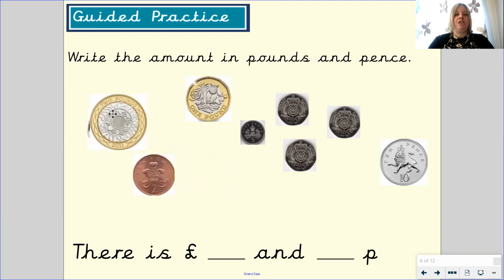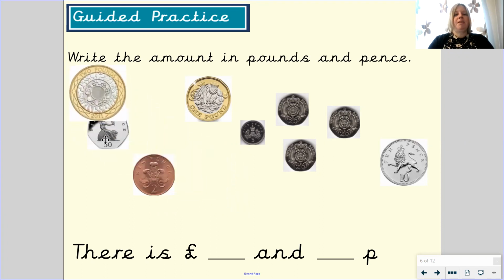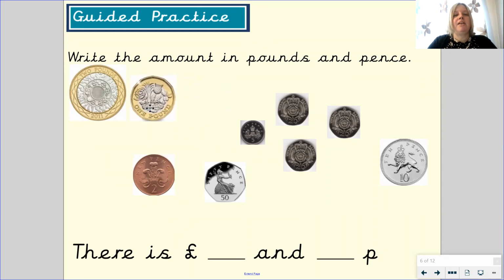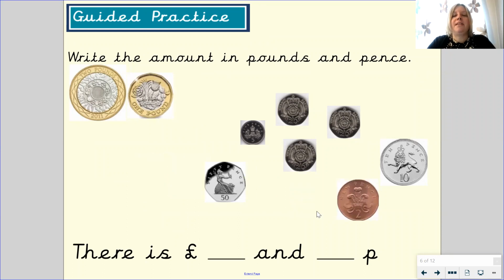So I'm going to find my £2 coin and I'm going to put this over here. And then I'm going to see if I have any more pounds there. I've got a £1 coin, so I'm going to place that over here. Then I'm going to look at the other coins that I have and see if I can make a pound using them. Can you tell me how many pence are in £1? That's right, there are 100 pence in £1.